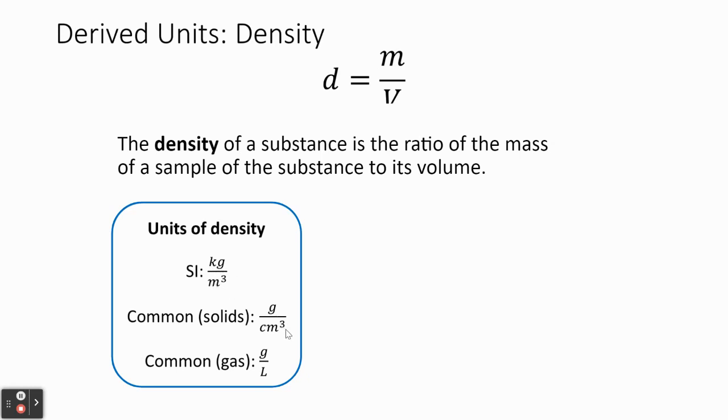Now, commonly when we talk about solids, we talk about them in terms of grams per cubic centimeter, or for gases, grams per liter. But any of these derived units are your mass divided by your volume.